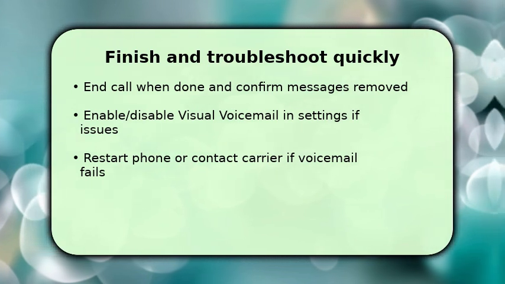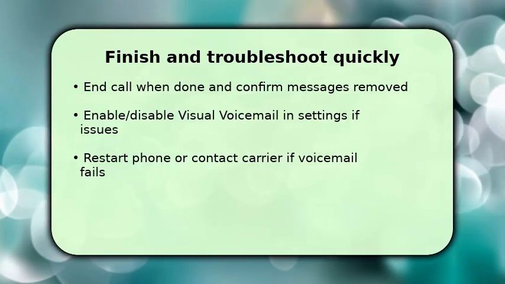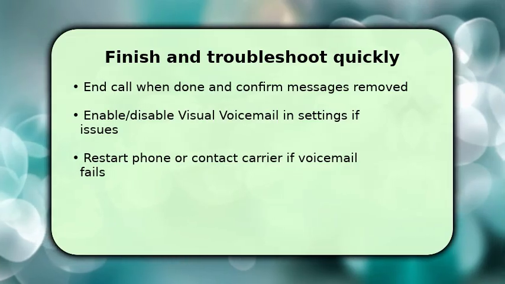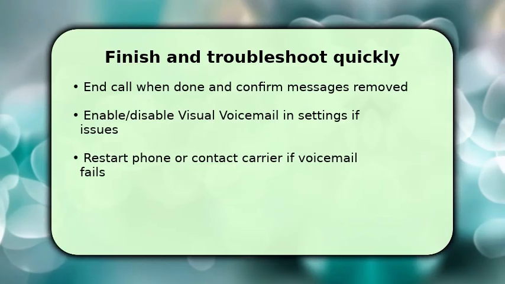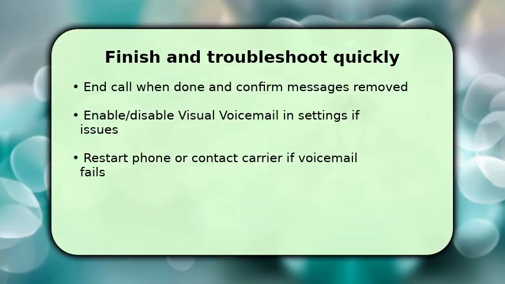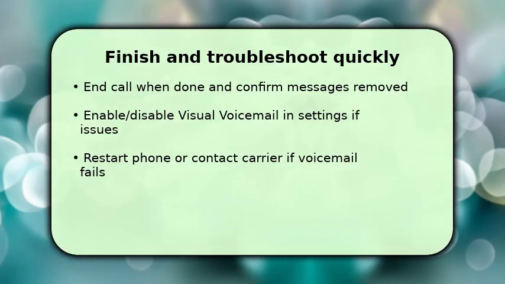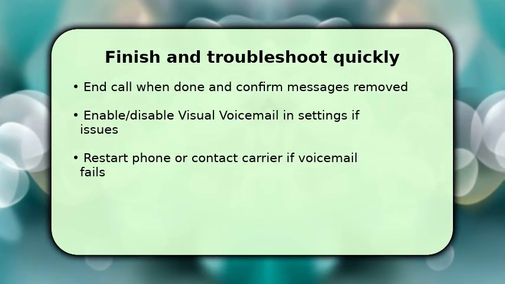If visual voicemail misbehaves, make sure it's enabled in phone app settings and that the app has necessary permissions. Visual voicemail uses data and needs permission to show messages. If you still can't access voicemail, restart the phone to reset network services, and if problems persist, contact your carrier. Voicemail problems are often carrier-side, and they can reset your mailbox quickly.